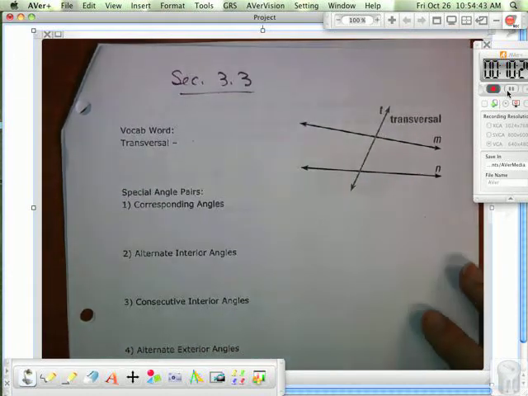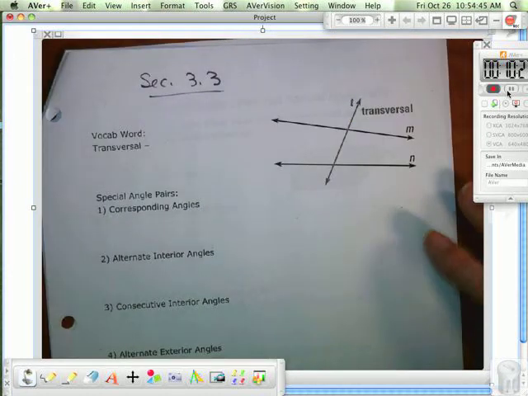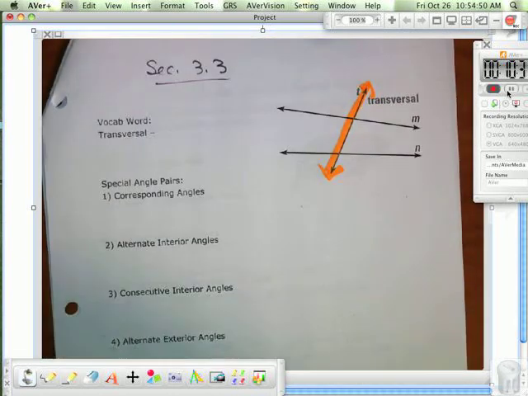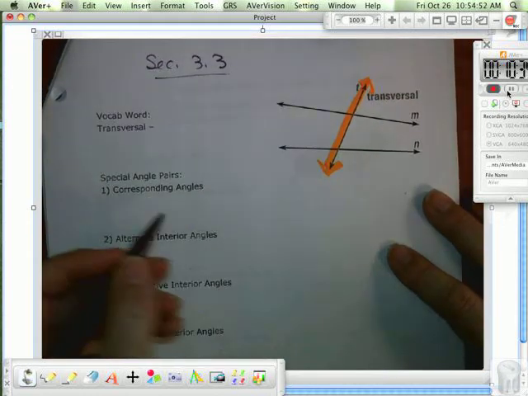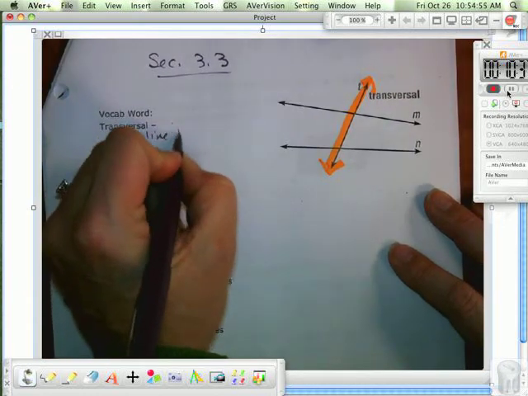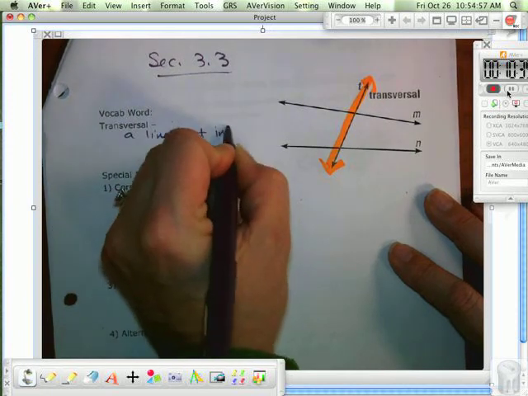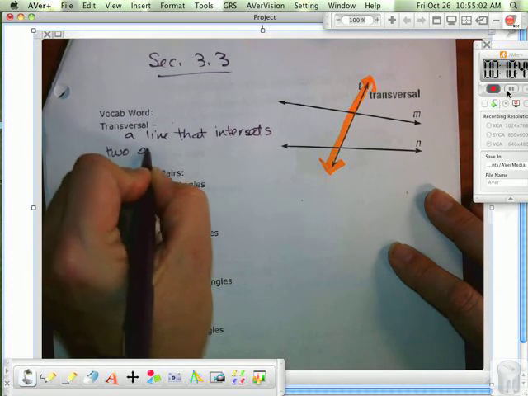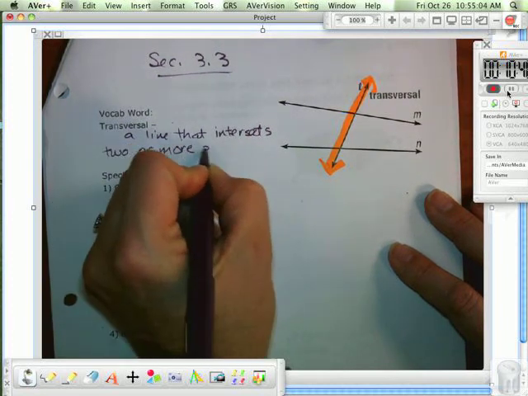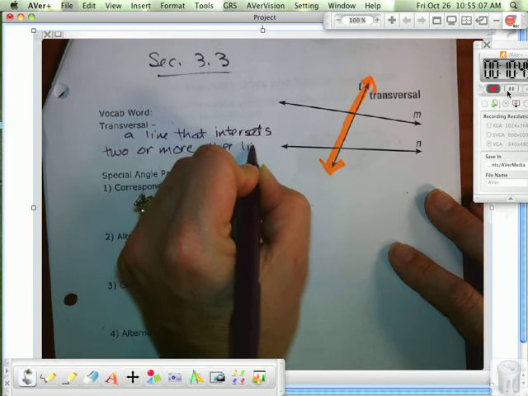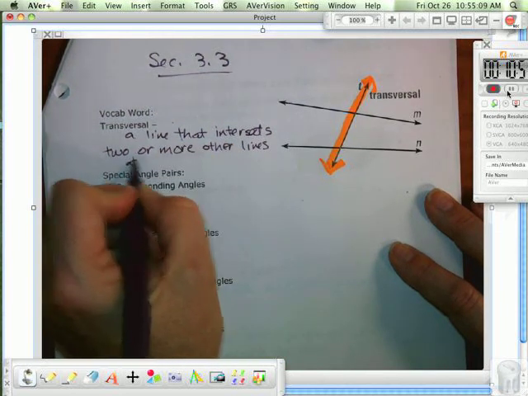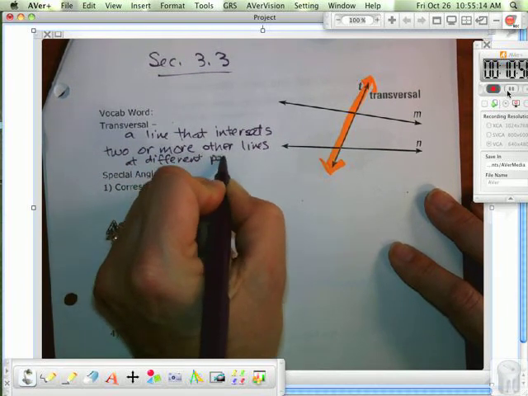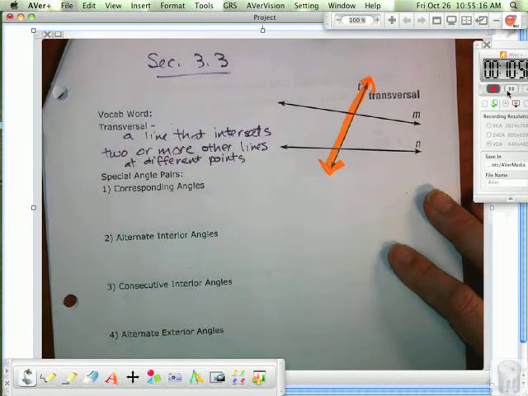Transversal. This right here is a transversal. Okay? All right. A transversal is a line that intersects two or more other lines at different points. So, we're going to be working a lot with transversals.